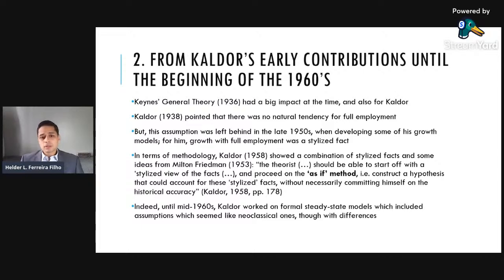In terms of methodology, Kaldor showed the combination of his stylized facts that we know and some ideas from Milton Friedman, as he defended the as-if method in some of his papers at the time. Indeed, until the mid-60s, Kaldor worked on semi-informal steady-state models, which included assumptions that seem like neoclassical ones, as we'll see later, though with some differences. There are some differences that we'll stress.